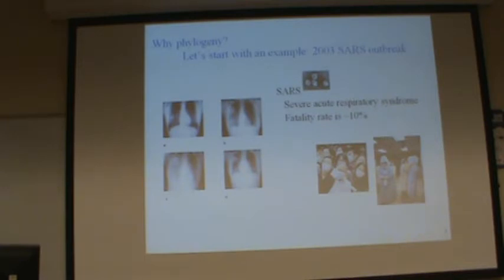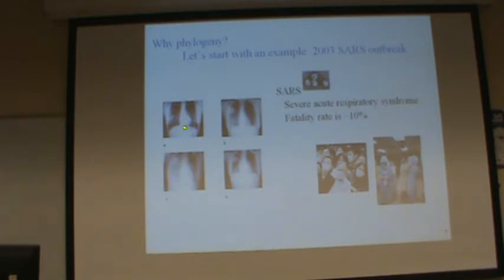Here's actually a real example with phylogeny. It really helped us to solve a real world problem. In 2003, I don't even remember what SARS, oh here, severe acute respiratory syndrome is SARS. SARS is a contagious disease, spread by viruses.